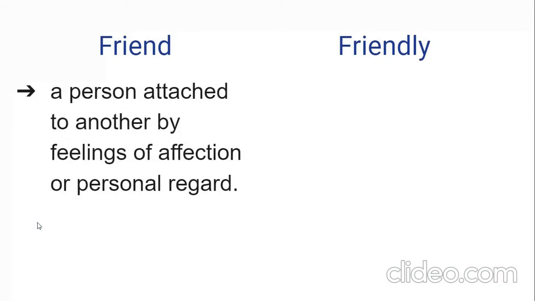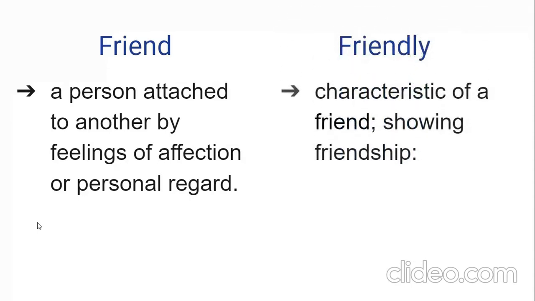So when you say my best friend, you are talking about a person with whom you share certain things. You have similar likes and dislikes. You have feelings of affection towards that person. So you have a connection, right? You have a relationship.